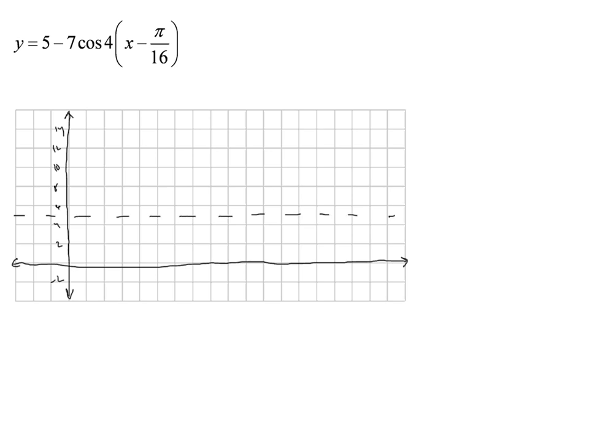My top is at 5 plus 7, which is 12. My bottom is at 5 minus 7, which is negative 2. Okay, super. Now I want to figure out the horizontal scale and what's going on in the horizontal axis. So I'm going to figure out the period.